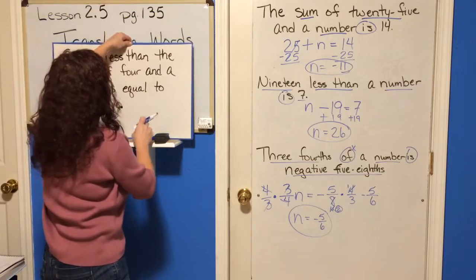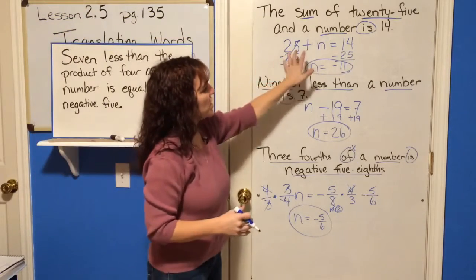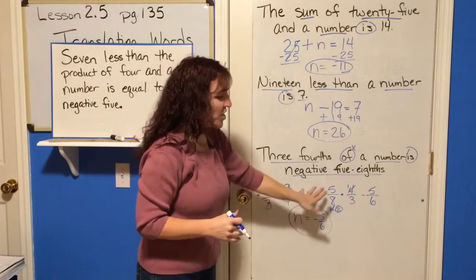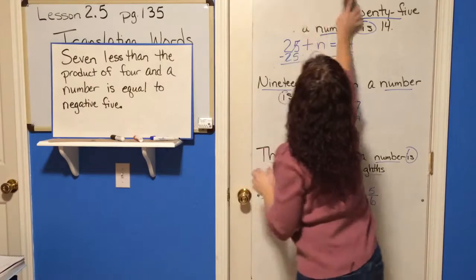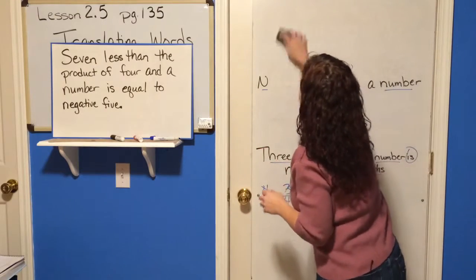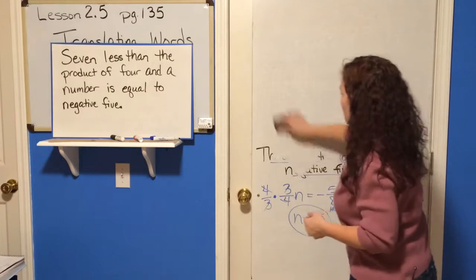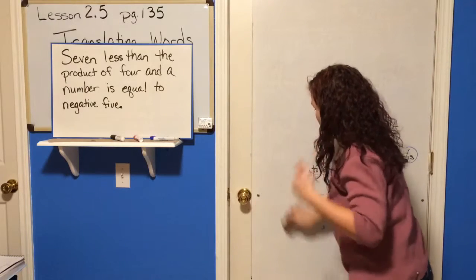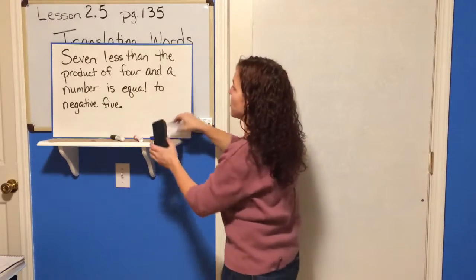Sometimes you'll have both. So these all dealt with... This one is just addition. This one is just subtraction. This one was just multiplication. Sometimes you'll have more than one operation in an equation, and you've worked equations like that before, but now not only are you going to have to work the equation, but you're going to have to translate it first. So let's look at it and let's do it.